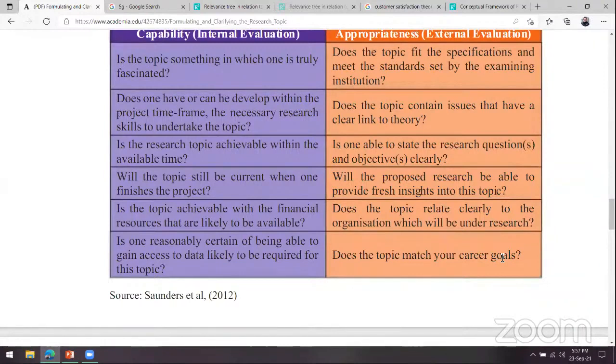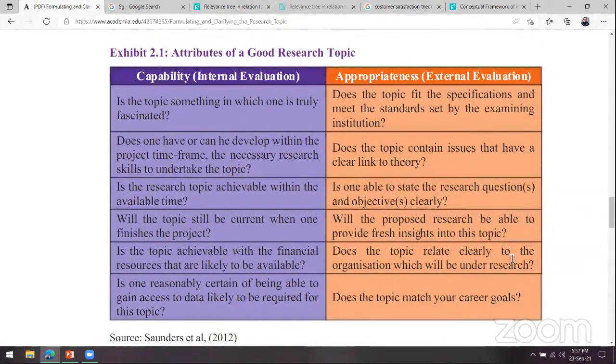So let's say you're doing quality management, but at the end of the day you're not even doing it, you're not utilizing it. So you have not matched your career goal, right? I hope that with that, you start to understand how you are going to formulate a good research idea that fits both internal and external evaluation.